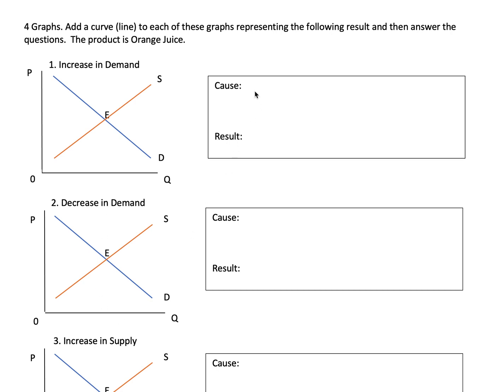And then explain a cause. What could make that shift of the curve happen? What would be the cause? What would make that happen? The result for the graphs are always what happens to new price and quantity. Has the price and quantity increased or decreased? And of course, you want to say those separately for each one of these.